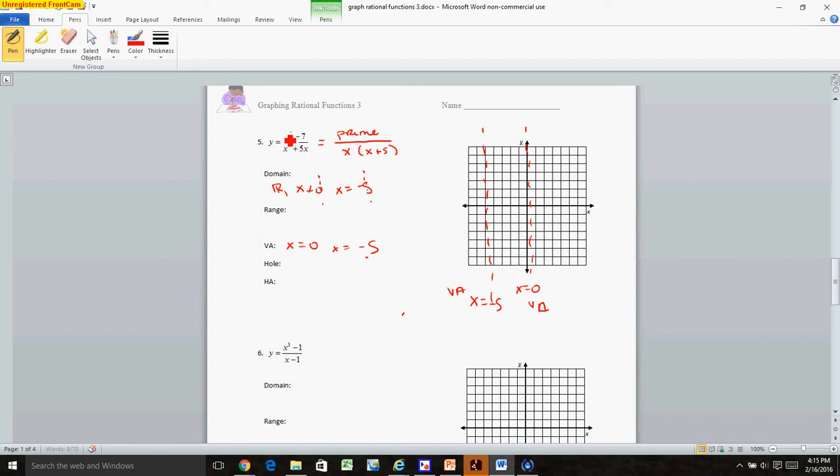I do have a HA, and it's at the ratio of the leading coefficients because of even powers. And since neither one of my bad x's canceled out, I don't have a hole, but I do have a suspect for the range.